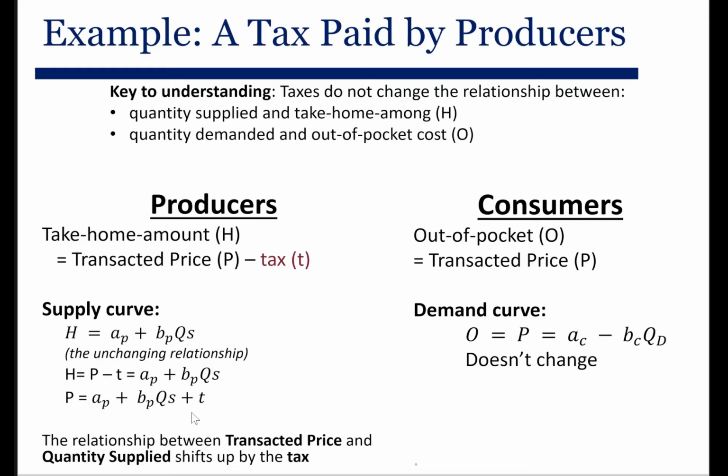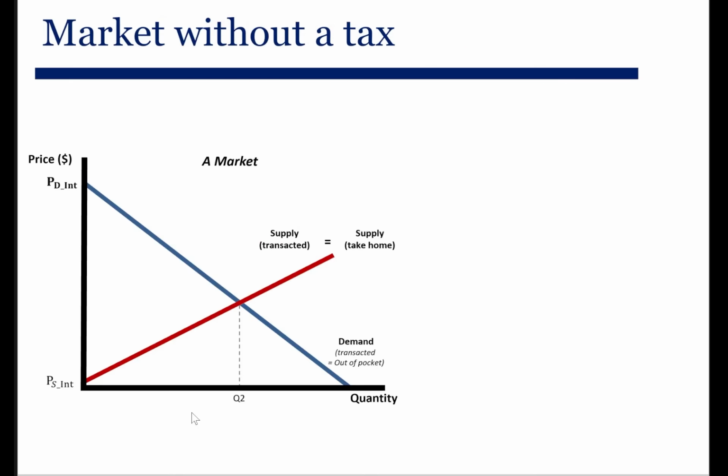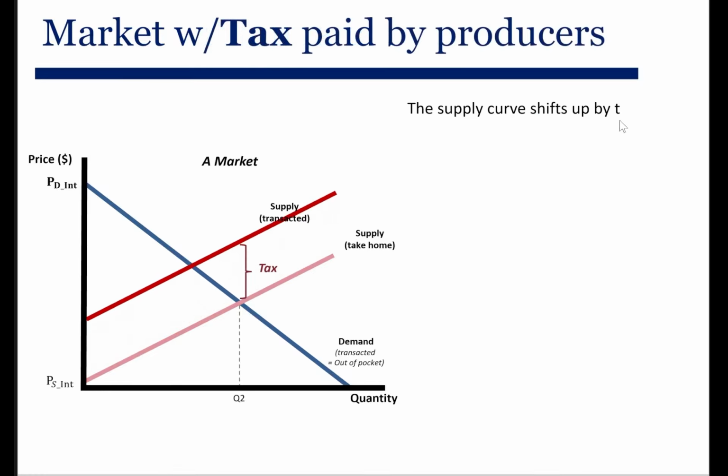Let's look at this graphically. Here's our supply and demand market without a tax. For demand, the transacted amount is the out-of-pocket amount. For the supplier, before we have a tax, the transacted amount is the take-home amount. When we institute a tax, the supply curve shifts up by t because now we have a difference between the transacted amount and the take-home amount.